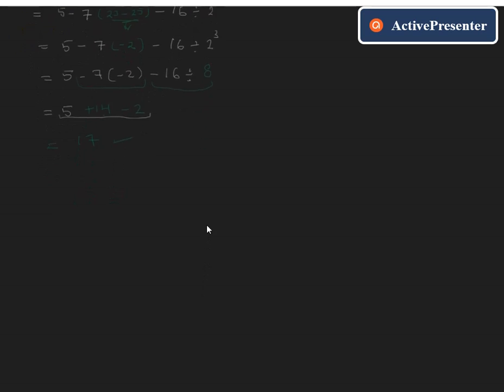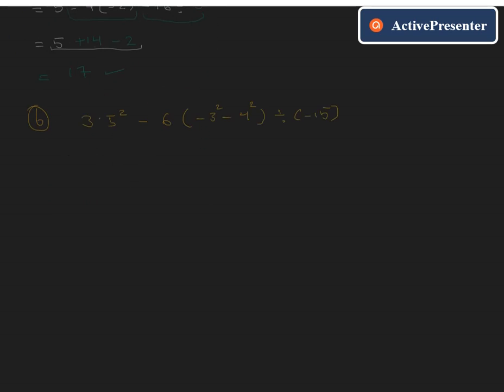Let's take another question. Please notice with me, this is not 3.5 squared. It is 3 multiplied by 5 squared. So let's go back to the question. We start with what is inside the parentheses. Minus 3 squared: here the base is 3 and the negative is outside, so it should be minus 9. Similarly here the base is 4 squared, the negative is outside, so it is minus 16.